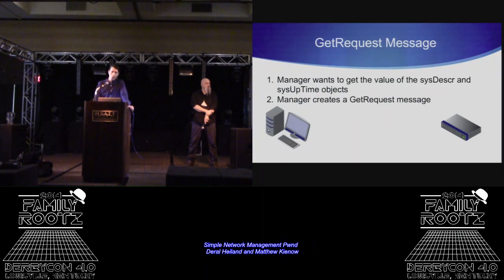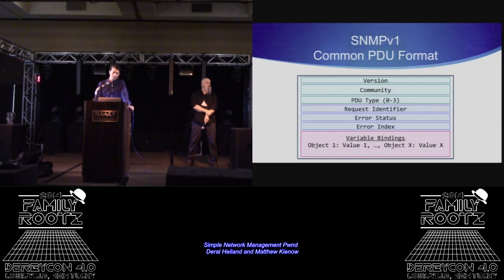Let's say the manager wants to get the value of the system description and system uptime from the router. The manager is first going to create a GetRequest message. This message shares a common PDU format. Up at the top in green, you'll note the SNMP header. Important to note here is the community. This is the clear text value that's used for authentication. The center portion in blue represents the get/set header, and the portion at the bottom in magenta is the variable bindings list. This contains a list of variables, either being get or set.